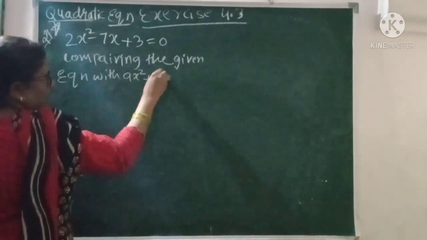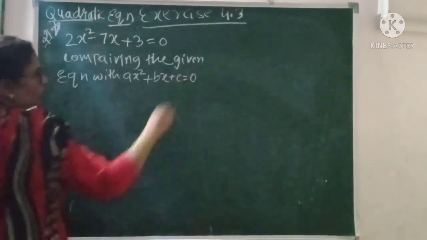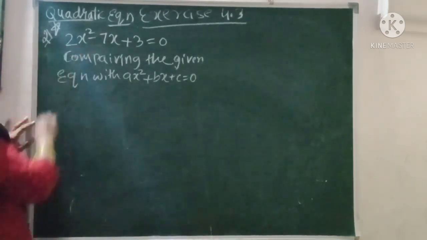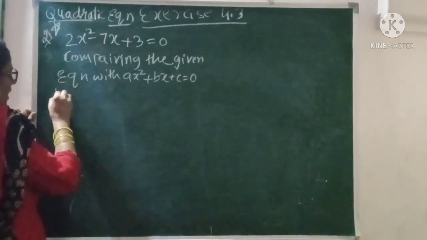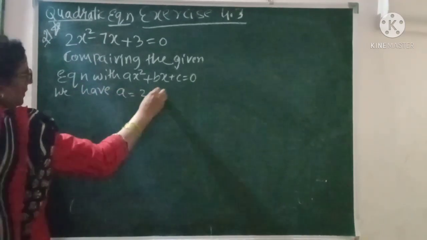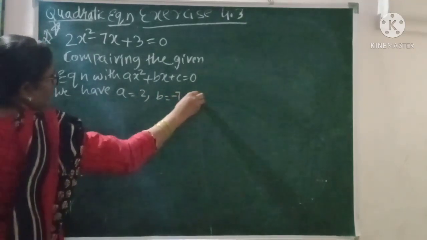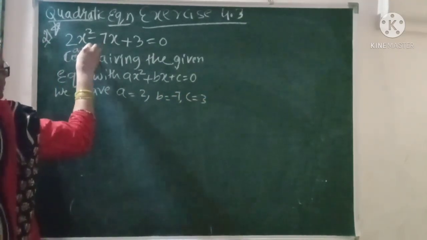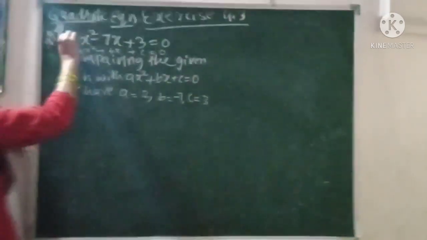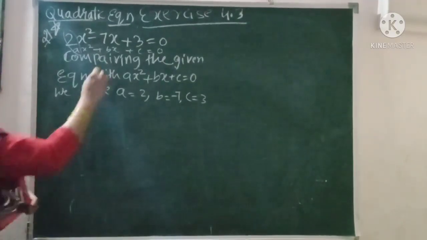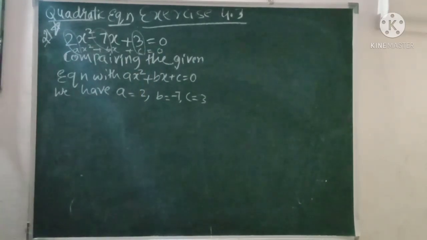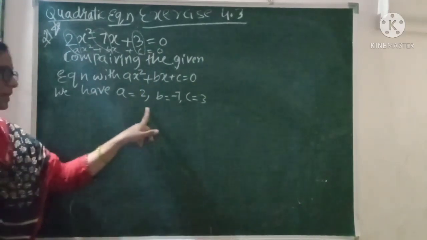The standard form of this equation is ax square plus bx plus c equal to 0. See children, this step is important and necessary for solving to get the full marks. Don't forget to write a is equal to 2, b is equal to minus 7, c is equal to 3. In place of a you have 2, in place of b you have minus 7, in place of c you have 3. Very simple.